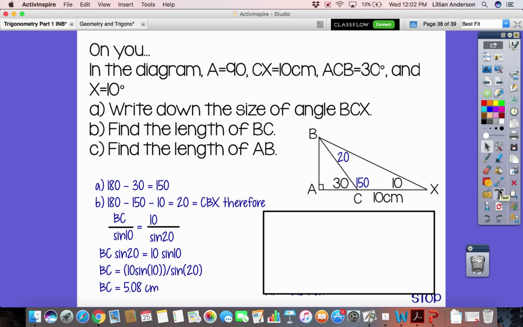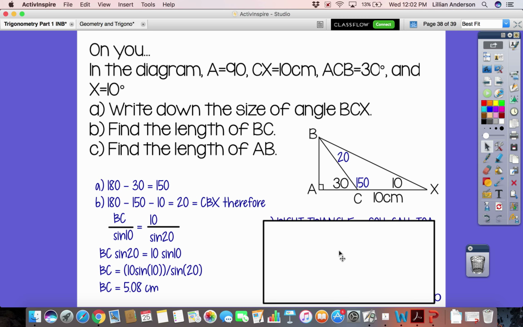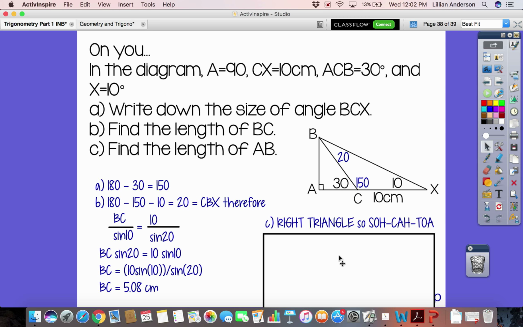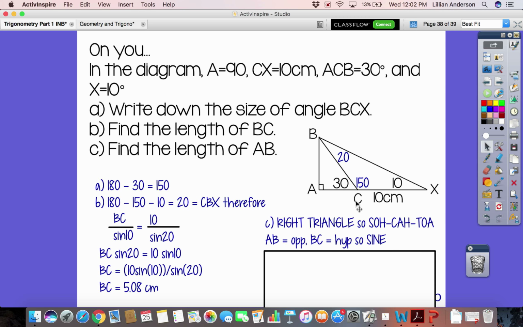Now, don't clear out your calculator just yet because now we have to find AB. AB is this side of this right triangle. Did you know this is a right triangle? Yes. So because it's a right triangle, we can use SOHCAHTOA. Anytime you have a right triangle, use SOHCAHTOA. It will save you some steps and some time compared to trying to use sine rule or cosine rule over again. So AB is the opposite side based off of 30 degrees, and BC is the hypotenuse that we just found.